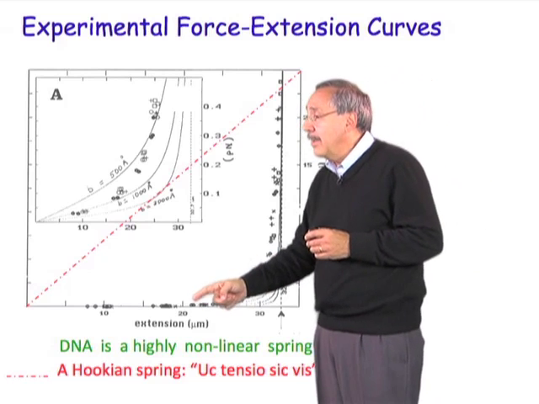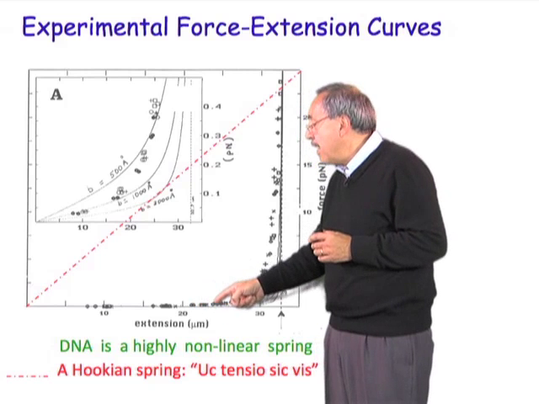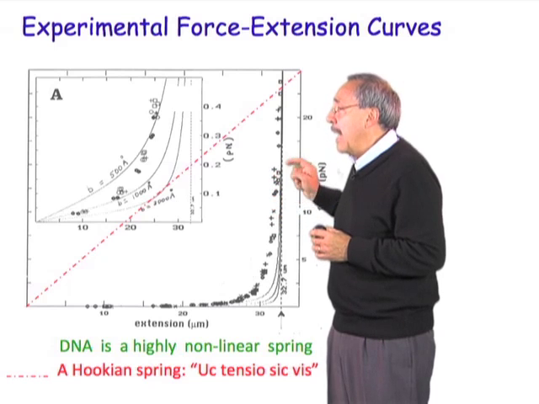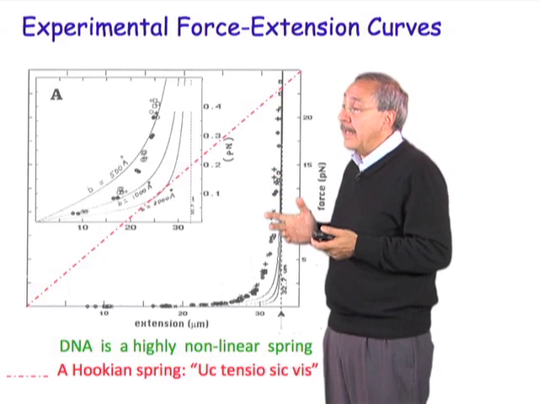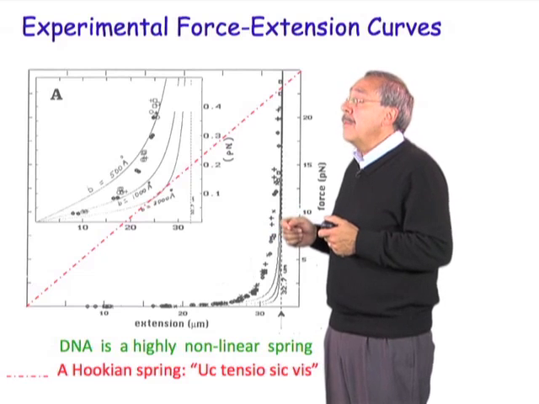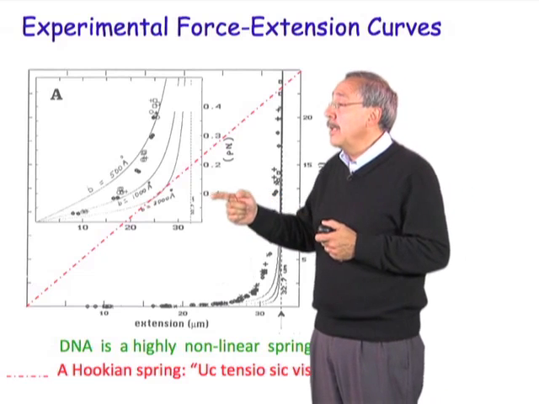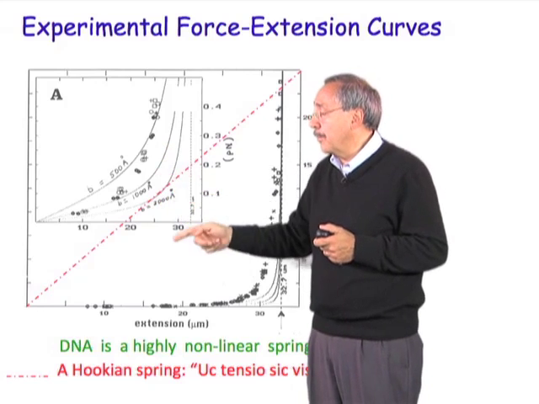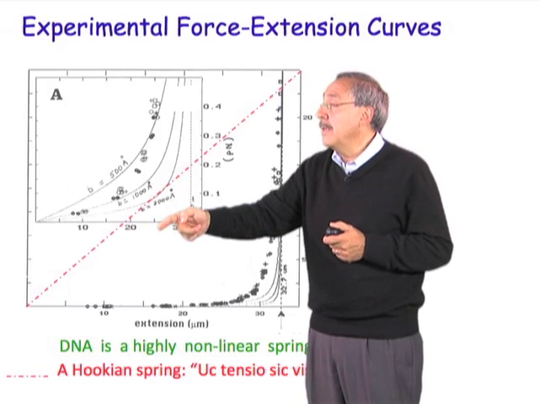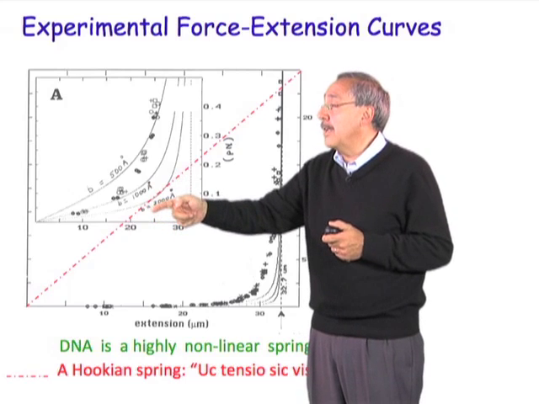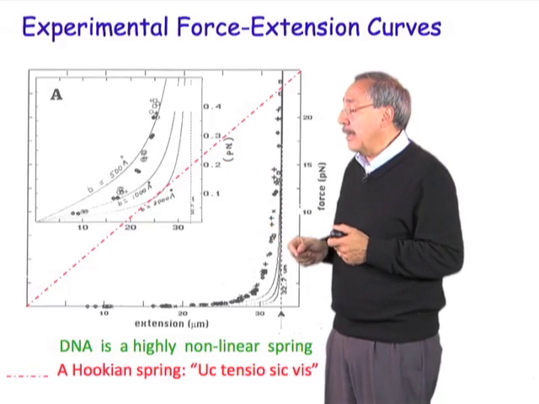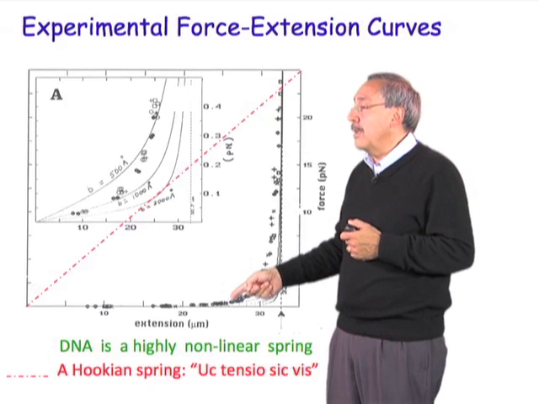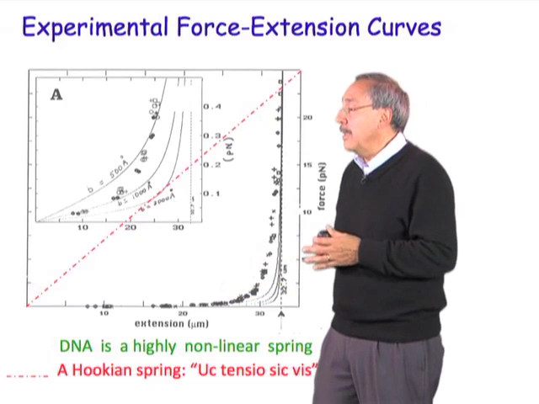Notice that the data here actually curves in a very sharp way, right? Indicating that the molecule, in fact, is not a linear spring. If the molecule behaved as a linear spring, in a plot of force versus extension, as this is, right? This plot is force versus extension. We would expect the molecule to behave as the dashed line here in the middle, right? You see that that's what would be a Hookean spring, a linear spring. DNA is not a linear spring, it's a highly non-linear spring.